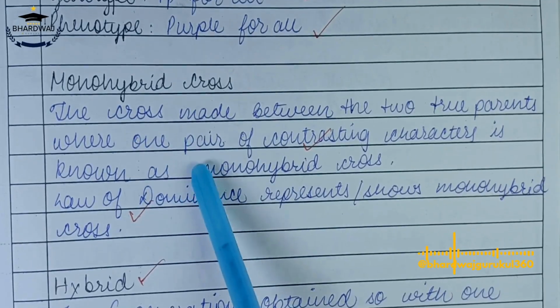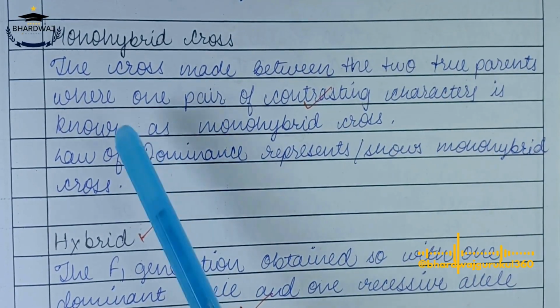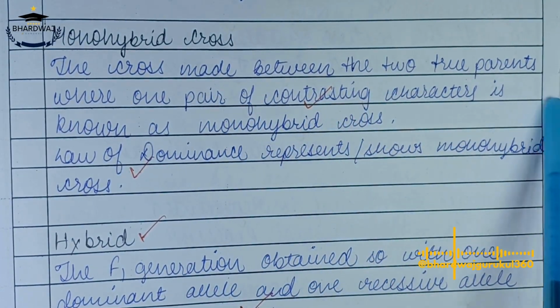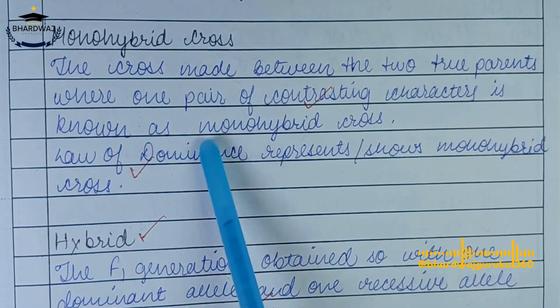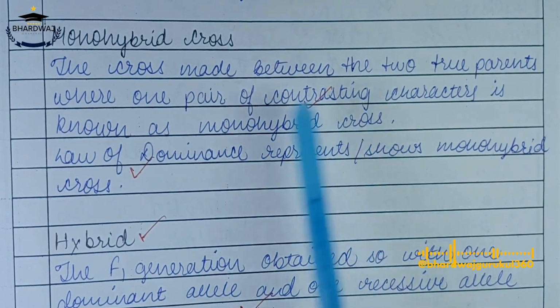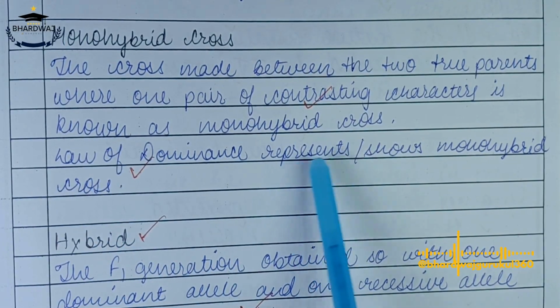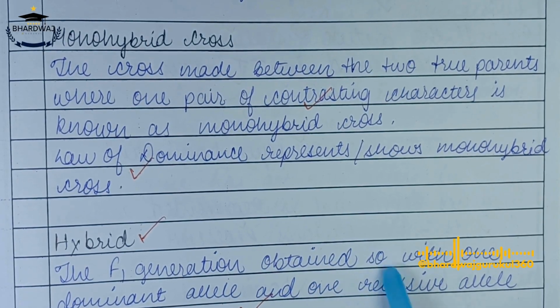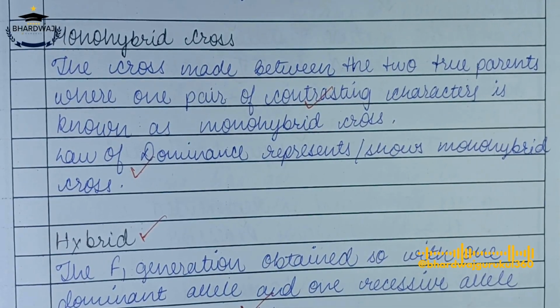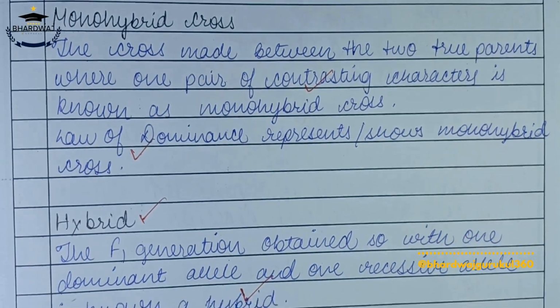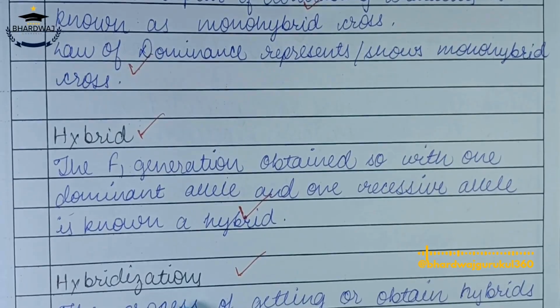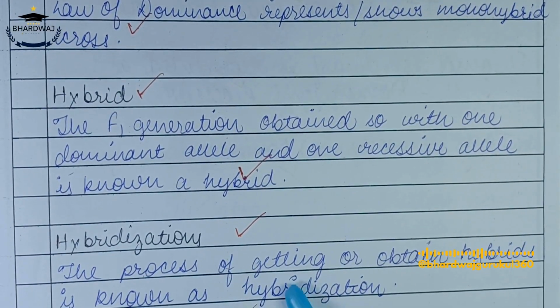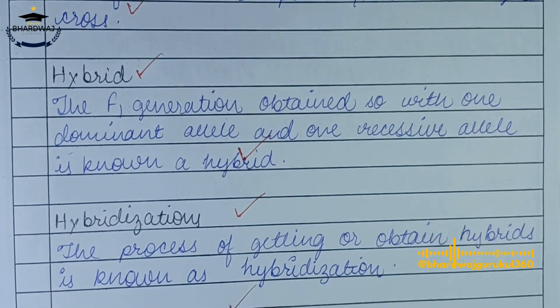Monohybrid cross. The cross made between two true parents where one pair of contrasting characters is considered is known as monohybrid cross. Law of dominance shows a monohybrid cross. Hybrids. The F1 generation obtained, with one dominant allele and one recessive allele, is known as a hybrid. Hybridization. The process of obtaining hybrids is known as hybridization.